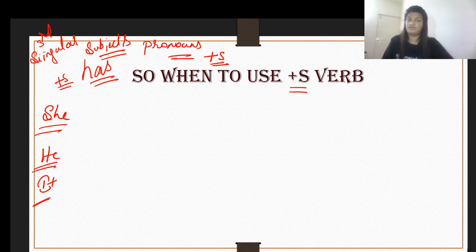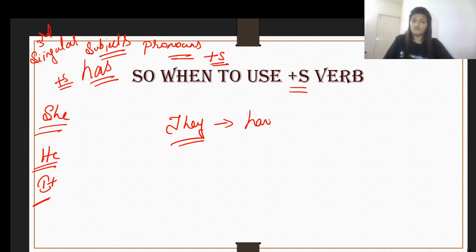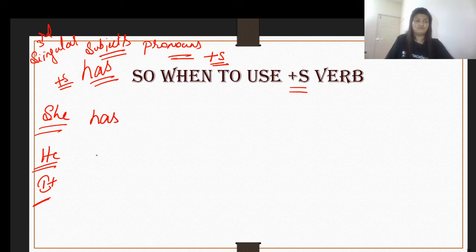Remember, with third person, you also have the subject they, but this is not singular, this is plural. With plural, you use have or other plural verbs, but with third person singular, you do not use have, but instead you use has. You use he, she has, he has, it has.